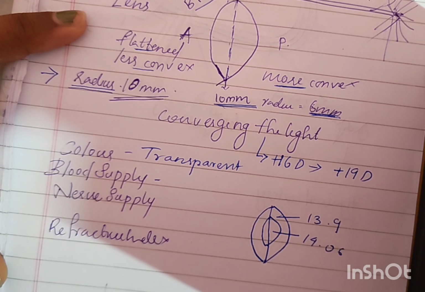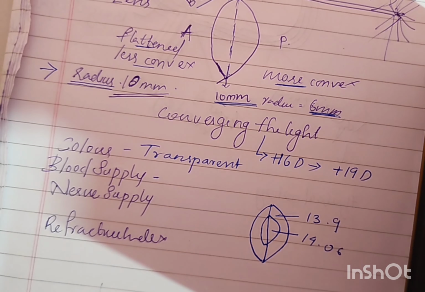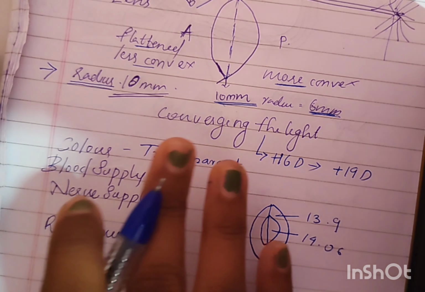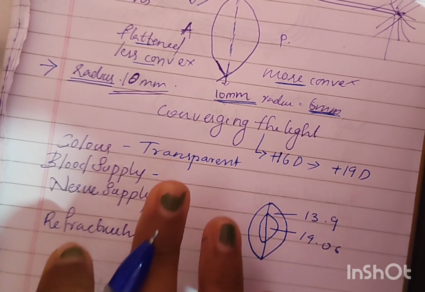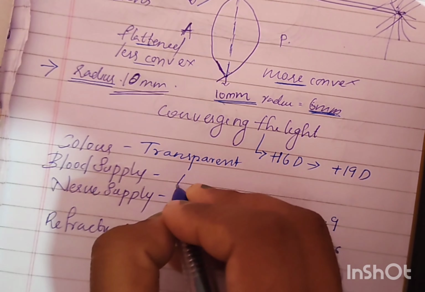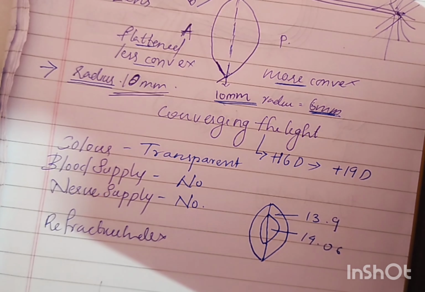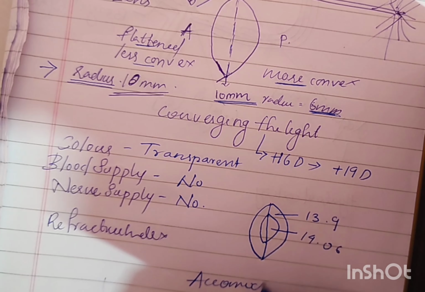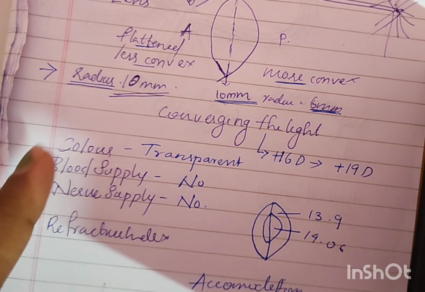The lens doesn't have any blood supply because it is a transparent part of the eye, and we need the light to converge on the lens. If there were a blood supply, the color of the lens would change. So it should be transparent, and there is also no nerve supply, because the function of the lens will be mainly based on the accommodation. So there is no nerve supply.